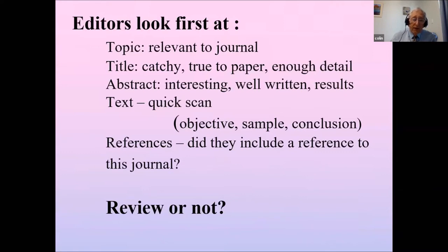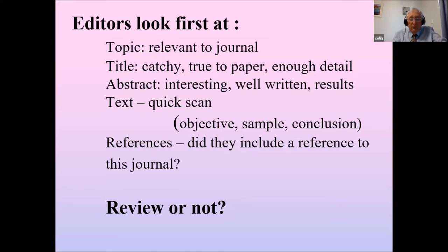When an editor looks first at your paper, they want to see that the topic is relevant to your journal. Secondly, they look at the title. It's got to be catching. In other words, it's got to be interesting. It's got to actually reflect what is in the paper, and it's got to have enough detail so that the editor and anybody that is reading the index of the journal knows exactly what the paper is going to be about. And then they look at the abstract. The abstract also has got to be interesting. It's got to be well written, and it's got to include some of the results. And then they go on to look at actually what you've written and the references, and make a decision whether it's even worth reviewing or not.